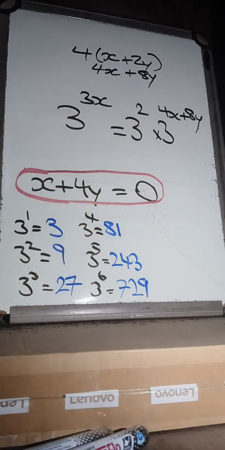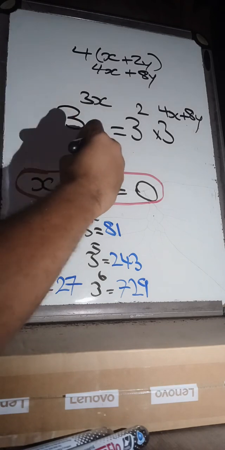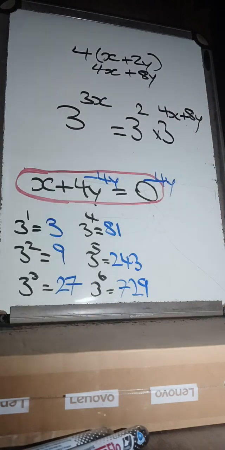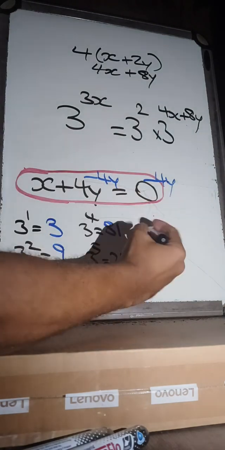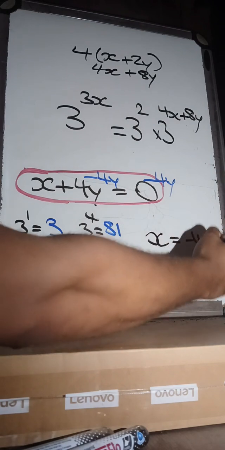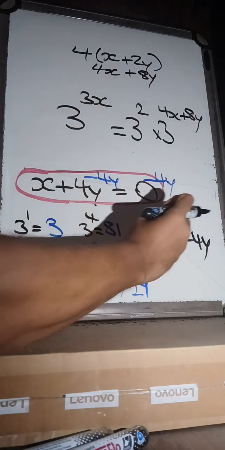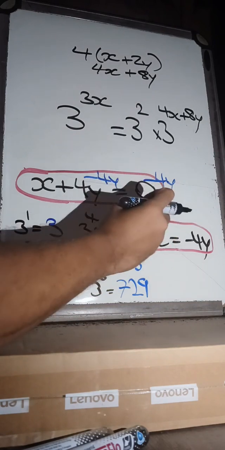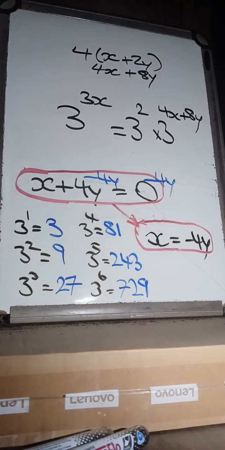So we minus 4y from both sides, right? So minus 4y, minus 4y, it's safe to say that x is equal to minus 4y. So the only thing we can do is substitute now.